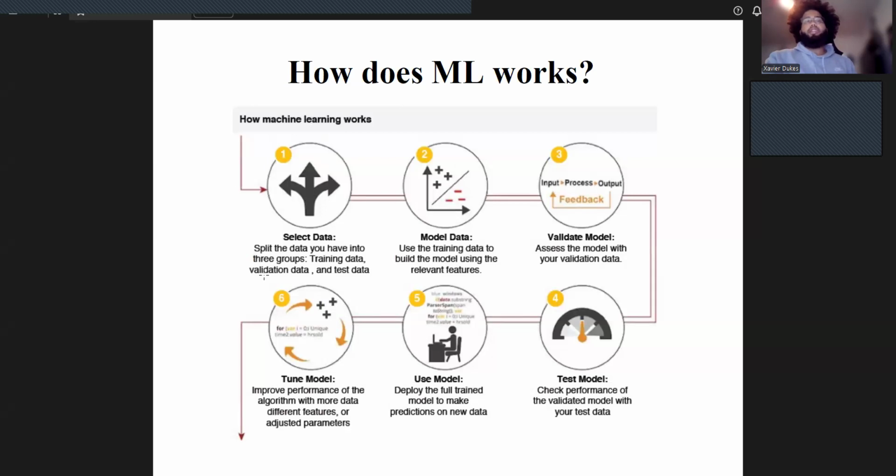How does machine learning work? So first we select data and split it into various groups: training, validation, and test data. You then have model data.